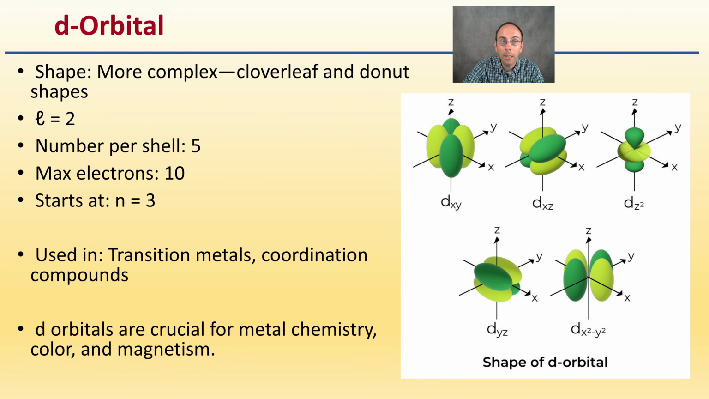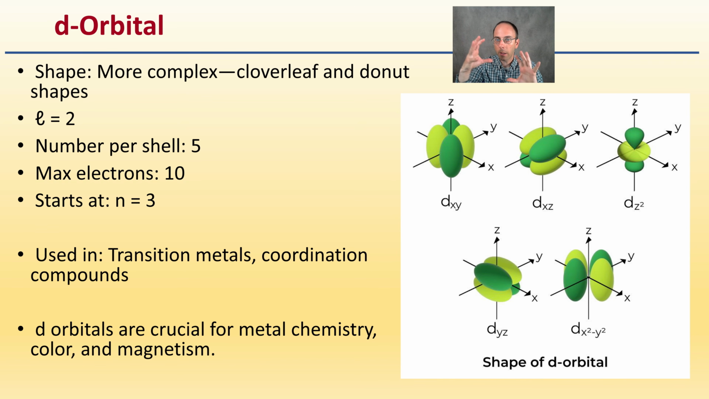Then we get into the d orbital. This is getting more complex. Cloverleaf or donut shaped. We're really starting to talk in a 3D model here. Maximum number of electrons would be 10. Starts at the n=3 stage, used in transition metals and coordination compounds. The d orbitals are critical for metal chemistry, color, as well as magnetism.